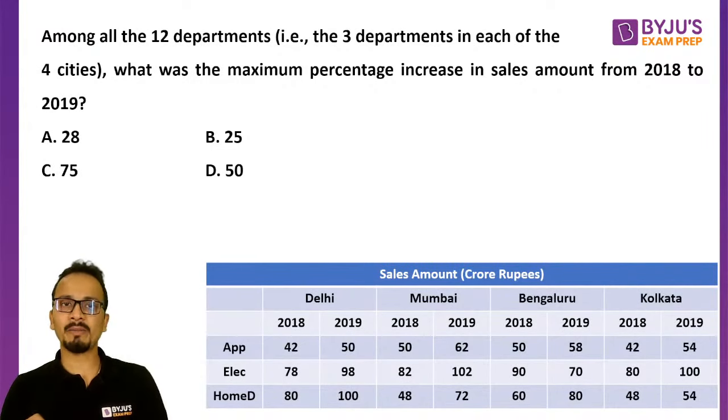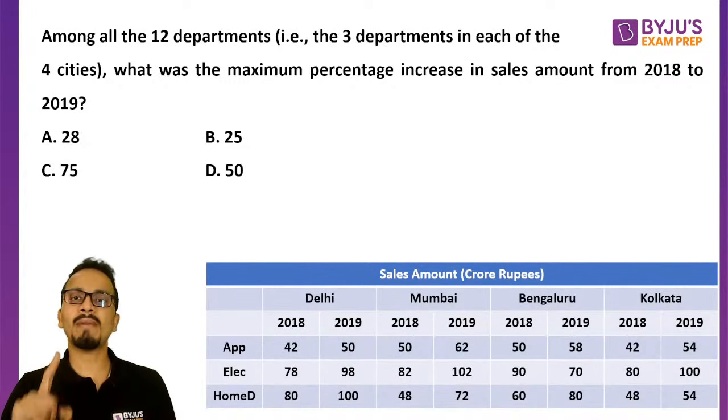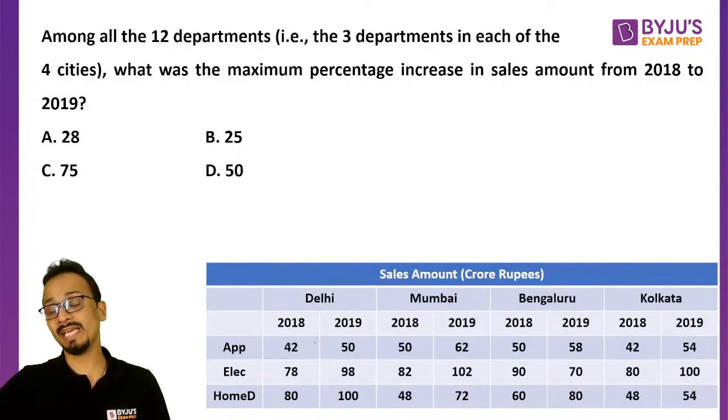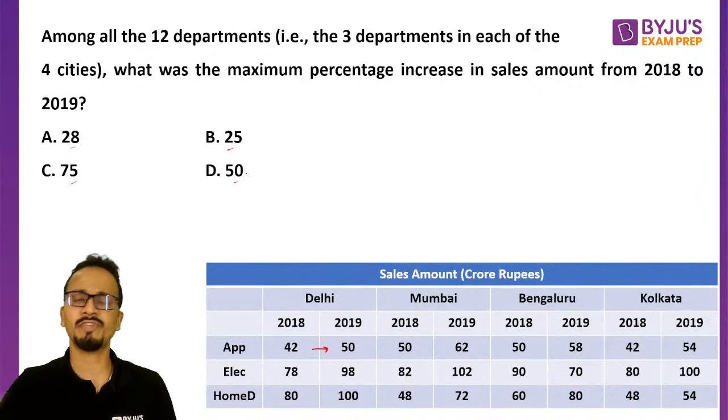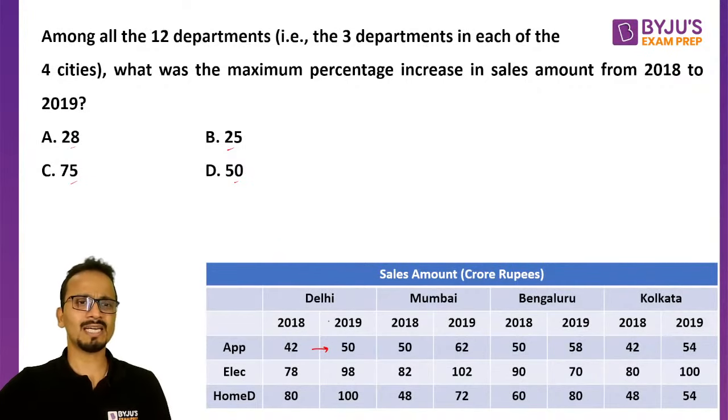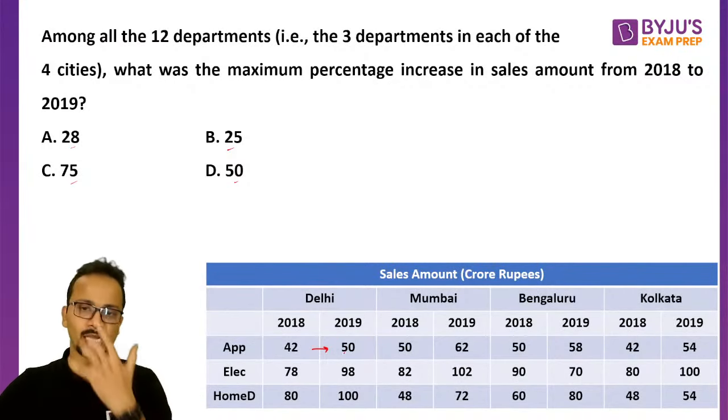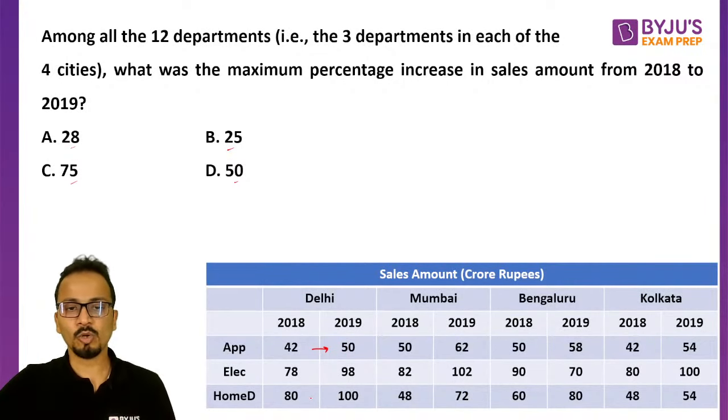Among all the 12 departments, yes, we have 4 into 3, that is 3 departments in each of the 4 cities. What was the maximum percentage increase in the sales amount from 2018 to 2019? Now this is a little lengthy. Now you'll have to check each and every case. So options are 28%, 25%, 75%, 50%. So I have to check for more than 25%, okay? Since the minimum option is 25%, either 25 will be the answer or I will find some bigger case. Okay? So here 180 to 100 I can see 25%.